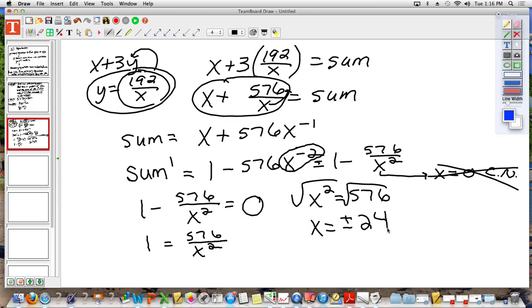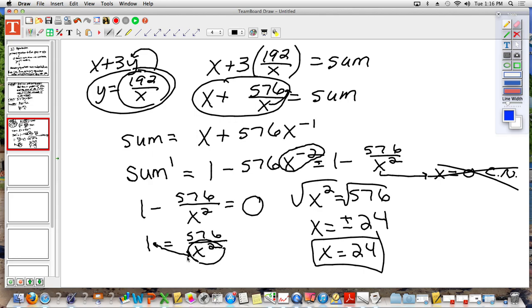Why do I not have to consider both? One of them's negative. So 24 is the only thing that we need to consider. Once I got here, well, the x squared is on the bottom. So whenever the variable you want is on the bottom, if you just switch these two, put the x squared where the 1 is, put the 1 where the x squared is, then it just becomes x squared equals 576 divided by 1. Then you take the square root of each side.